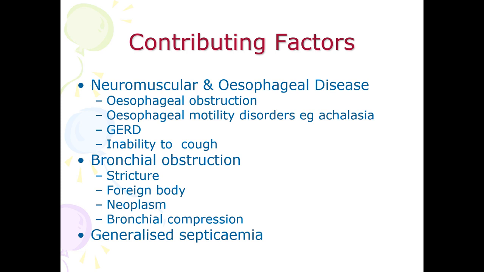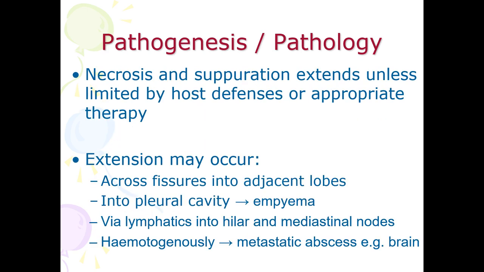Neuromuscular and esophageal diseases like esophageal obstruction, esophageal motility disorder, for example achalasia, GERD, gastroesophageal reflux disease, inability to cough, bronchial obstruction, stricture, foreign body, neoplasm, bronchial compression, generalized septicemia. Necrosis and suppuration extend unless limited by host defense or appropriate therapy. Extension may occur across the fissures into adjacent lobes, into the pleural cavity causing empyema, via lymphatics into hilar and mediastinal nodes, or by hematogenous extension, metastatic abscess, for example brain abscess.